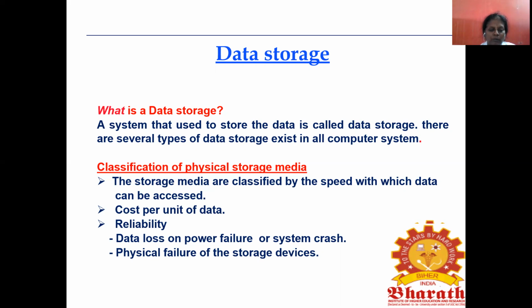The third one is reliability. Whenever data is lost on power failure or system crash, the data should be recovered. That is reliability. Another one is physical failure of the storage devices. Based on reliability, the data should be recovered. These are the classifications of storage devices according to speed, cost and reliability.